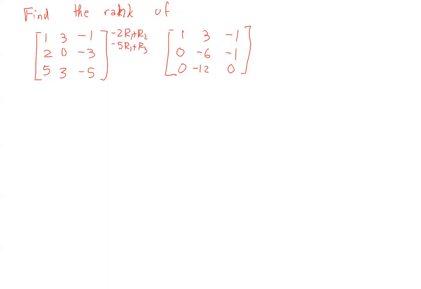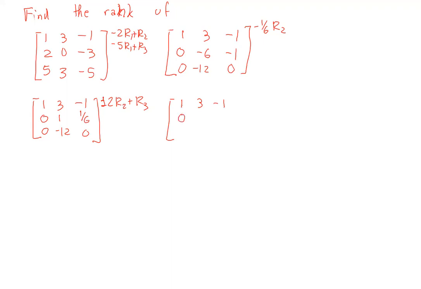Okay, I want a pivotal. So -1/6 times row 2. This will become 1, 3, -1, 0, 1, 1/6, 0, -12, 0. So I do 12 row 2 plus row 3. And this is going to be 1, 3, -1, 0, 1, 1/6, 0, 0, 2.